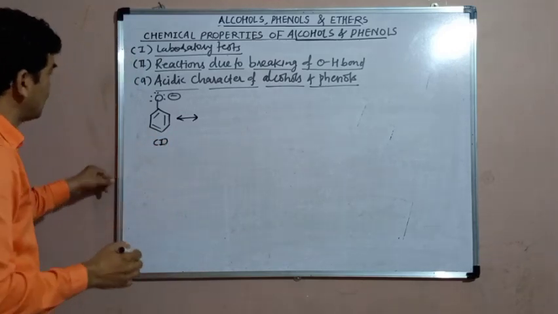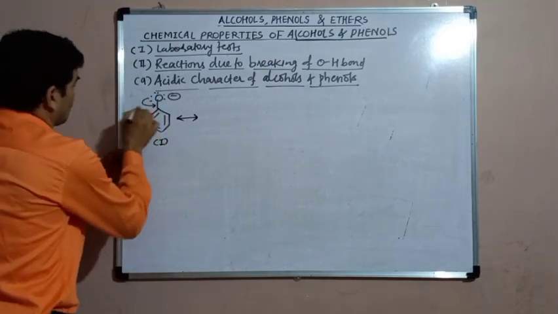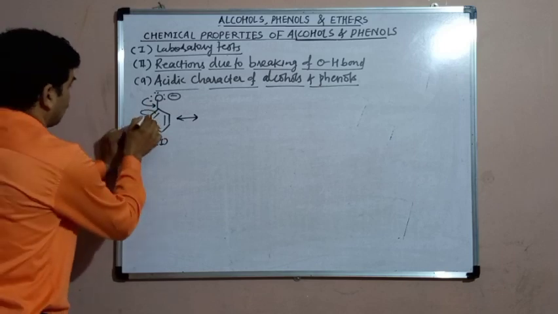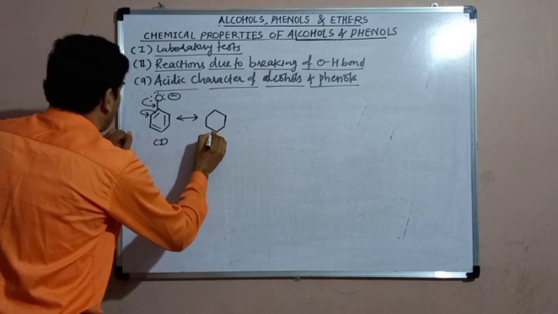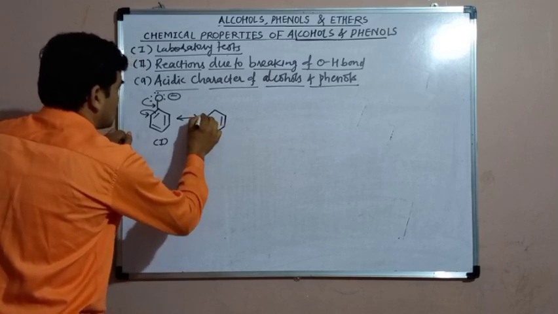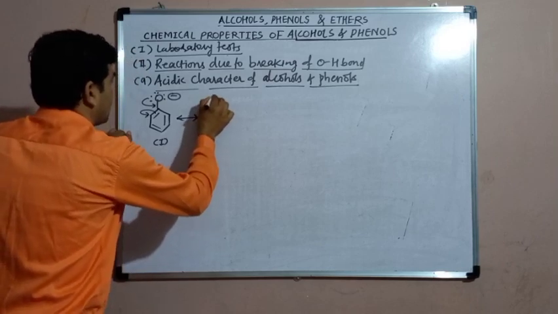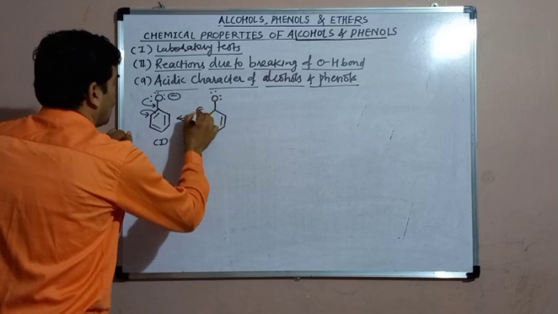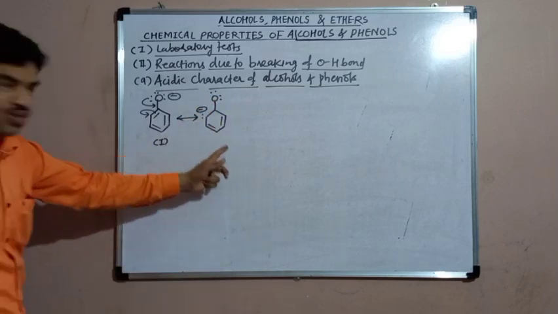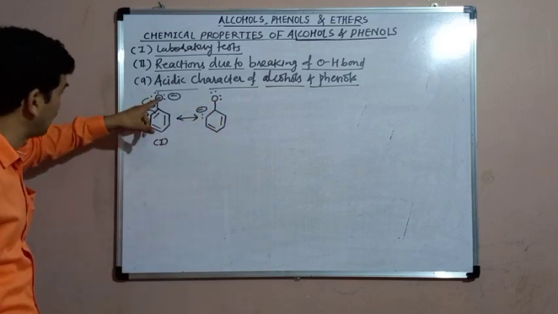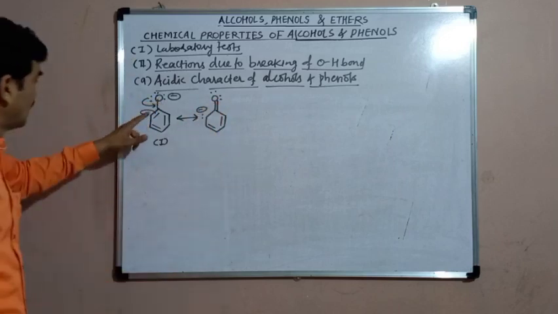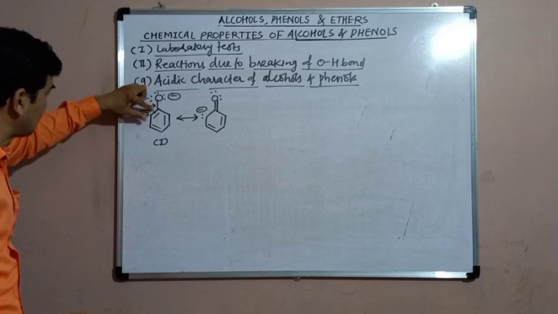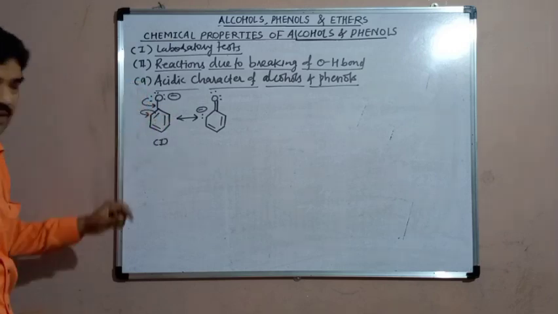Now what happens in the resonance? There is a delocalization of electrons. In this way, electrons get delocalized. Means there is a movement of electrons within the ion. What is the difference in these two structures? One lone pair gets converted to the pi bond between carbon and oxygen, and the pi bond between this carbon and carbon gets converted to the lone pair.